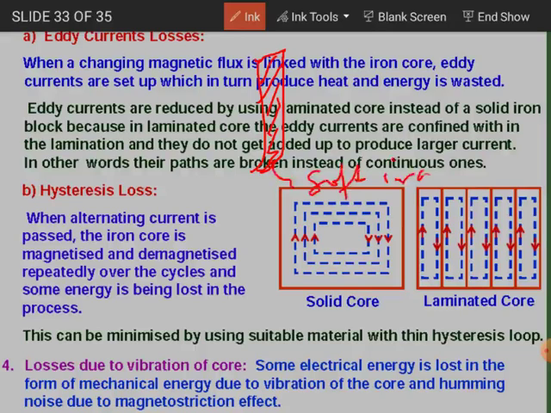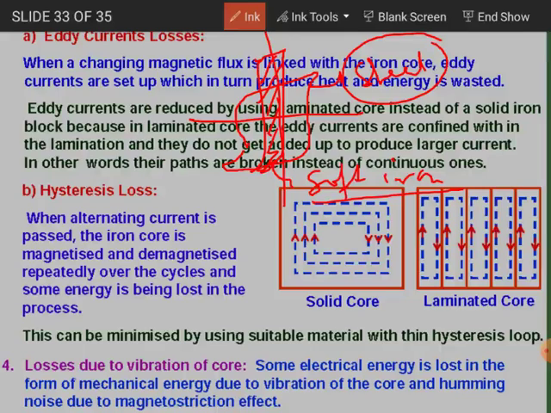The amount of energy spent during magnetization and demagnetization will be small, but if you use alnico or steel, then the area will be wide like this. This is for steel or alnico, for making permanent magnets. For a transformer, such core materials are not advisable. Rather, we have to use soft iron core in the case of a transformer. Why? Because to minimize the hysteresis loss, right?